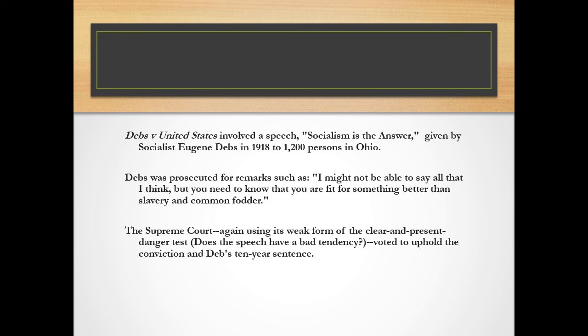And so you're fit for something better than something for a cannonball to hit. And so what he's doing is, in a speech, arguing against young men of draft age participating in the draft. Debs was told to sit down and shut up. He was thrown into prison for it. So this is the clear and present danger.